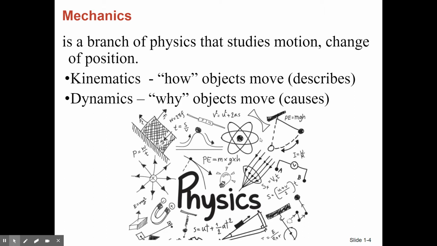For example, if you kick a soccer ball in the air, the force applied to the soccer ball by your foot is something that we might want to study, and that would be dynamics. But kinematics is how the objects move, describing it. You kicked it with your foot, but we're not really worried about how it got in the air. We want to describe how it is moving. How high did it go? How far did it travel? What was its motion? That would be kinematics, and that's what we're going to be looking at.